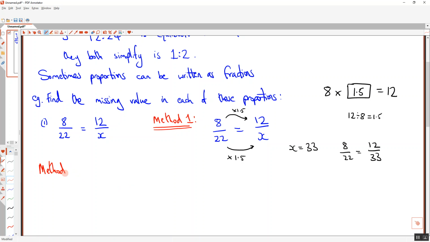Now, method 2 is kind of nice if you just like a little straightforward method you can follow. I call this cross multiplication or cross multiplying. Kind of, yeah, kind of.